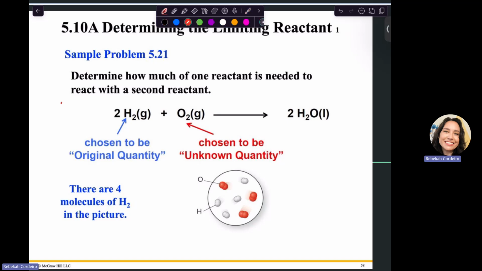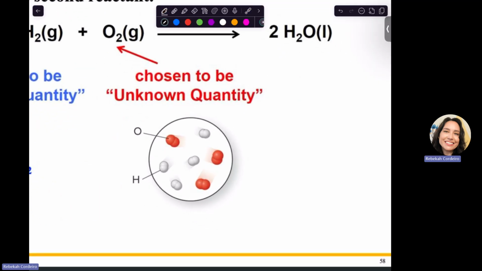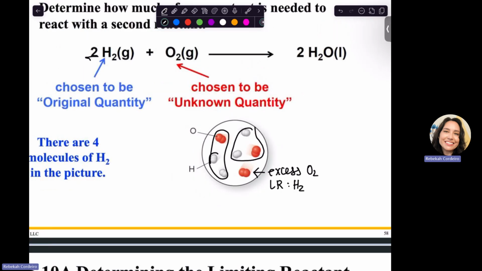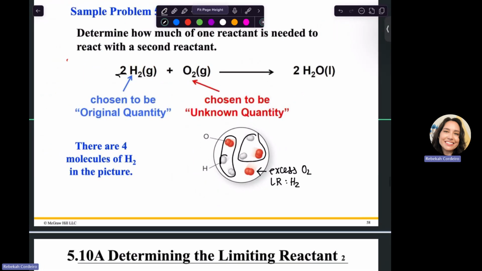So we can actually look at this picture here. I think it's probably easier. These two H's and this O, they kind of go together, right? Two H's and an O go together. Do you see how this one is excess? Which means our limiting reactant would be the other one, because it's the one that gets used up. That's how you can use pictures.